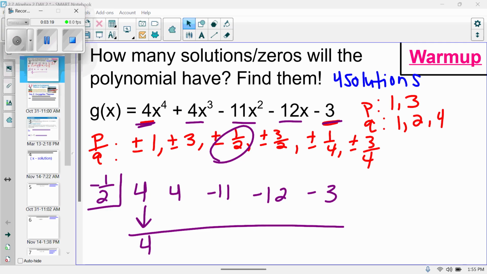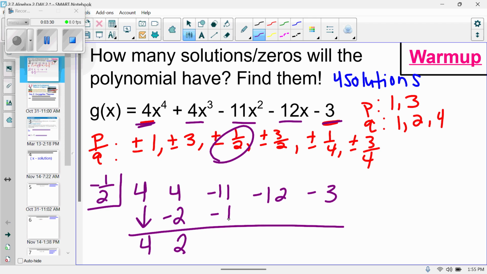I'll go through the first round real quick just so you can check your answers. Negative 1/2 times 4 is negative 2. Add straight down, we get 2. Negative 1/2 times 2 is negative 1. Add straight down, you get negative 12. Negative 12 times negative 1/2 is positive 6. Then we get negative 6. Negative 6 times negative 1/2 again is positive 3, so we get 0.